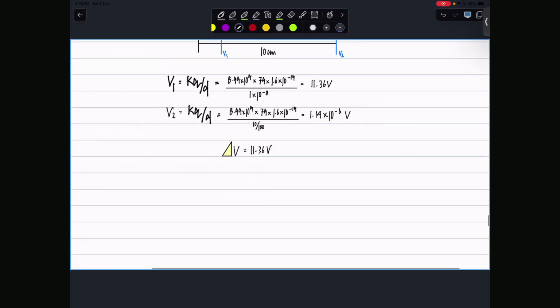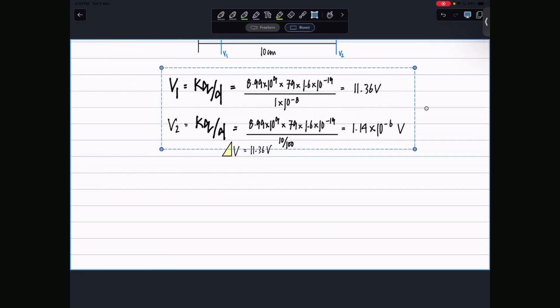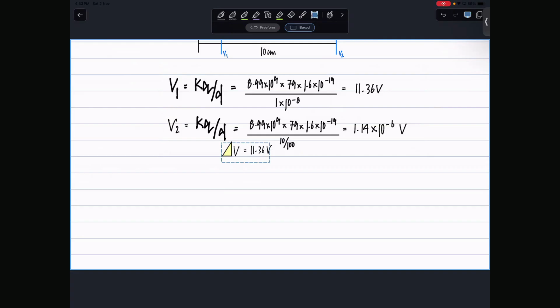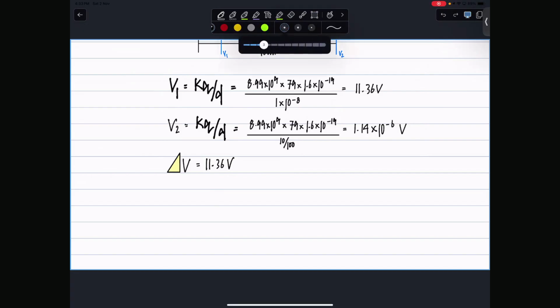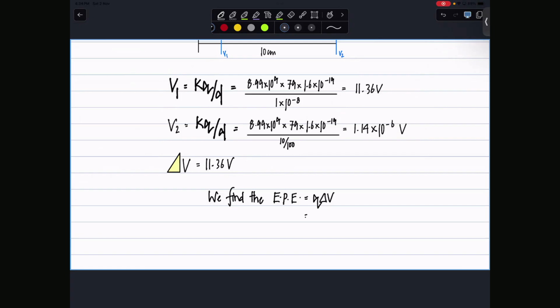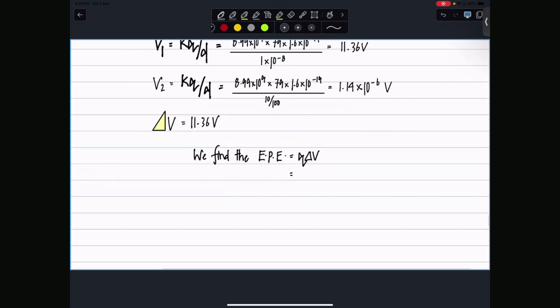Then how do we do the math? What do we do next? Yes, so we're going to multiply this change in potential. Next step, we find the electrical potential energy, which is going to be Q into delta V. Now this Q happens to be which Q? The one that moves, right? The one that's actually experiencing the energy change.